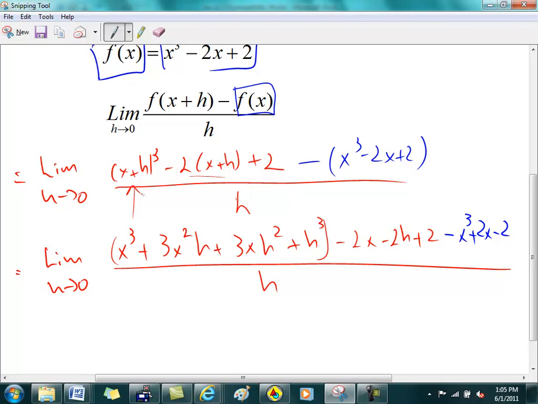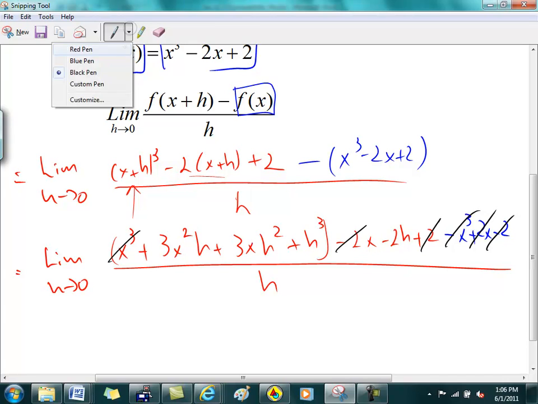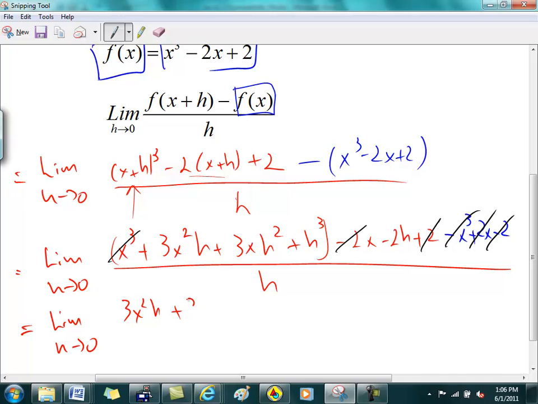All right, you guys with me on this? Okay, now look what I'm going to do. This guy gets cancelled with that. Everybody buy that? Okay, this guy cancels with that. This guy cancels with that. So then that leaves me with equal to the limit as h goes to 0 of 3x squared h plus 3xh squared plus h cubed minus 2h, all over h.